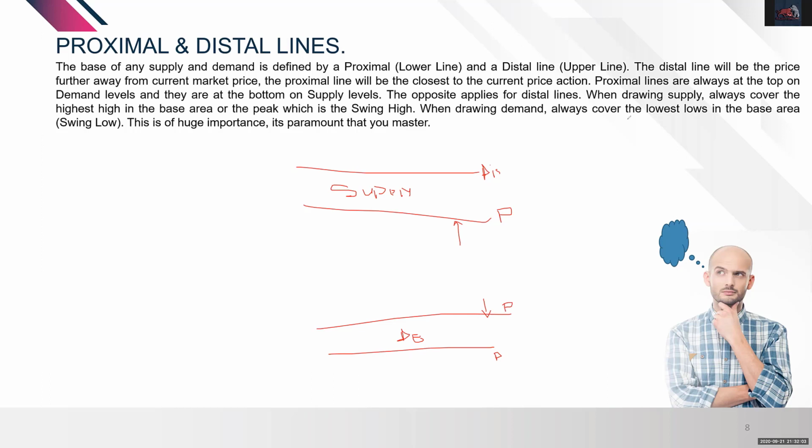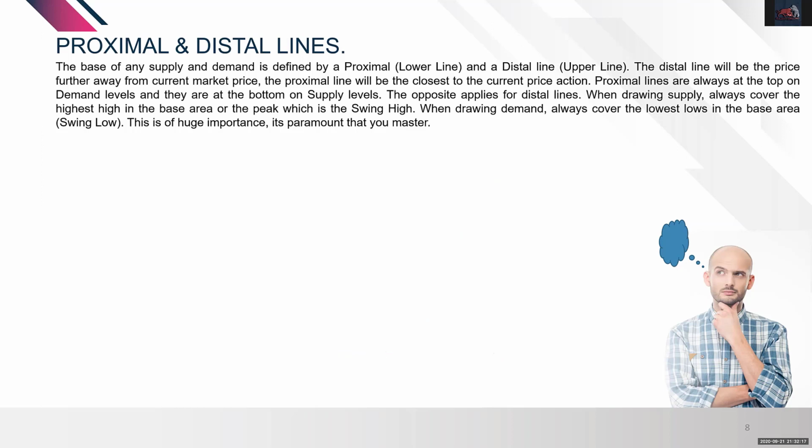When drawing demand, always cover the lowest lows in the base area, that is your swing low. This is of huge importance. It's paramount that you master that. Remember when we were drawing the levels, I said you highlight the lowest of the two candles, the one that rallies away and the last down candle in case of a demand. In case of a supply, the last up candle, you highlight the highest high between the two candles, the one that massively moves away and the last up candle.